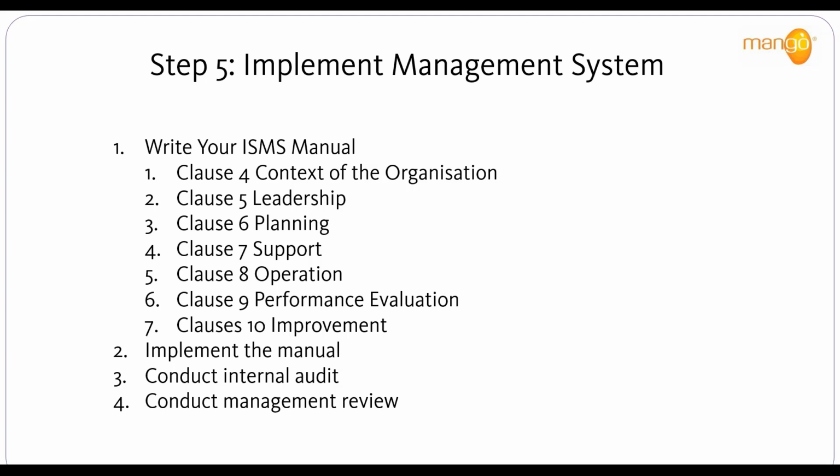Whatever it says in your manual: leadership, make sure your leadership's committed, and get evidence of that. Planning is all the risk management stuff that you've already done. Clause 7 is around support, which is competency, awareness and training, so make sure that's all in place. Operations is all of the Annex A stuff that you've done as part of step 4.